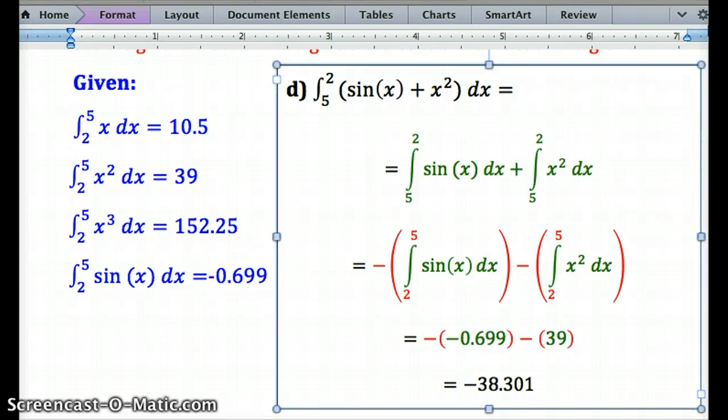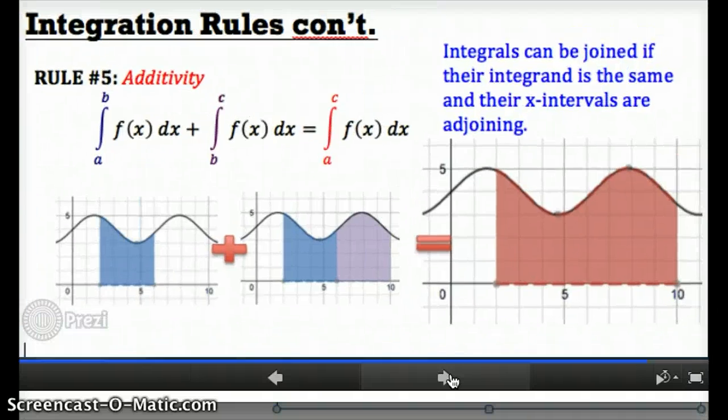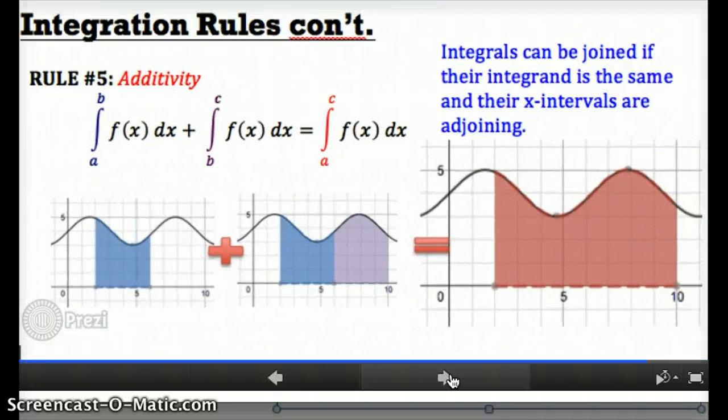Okay, this should be pretty easy. Maybe you need a little practice with it, but let's learn one last rule. The last rule in this video is the additivity rule, and this is a different kind of adding than the sum and difference rule, so pay close attention here.